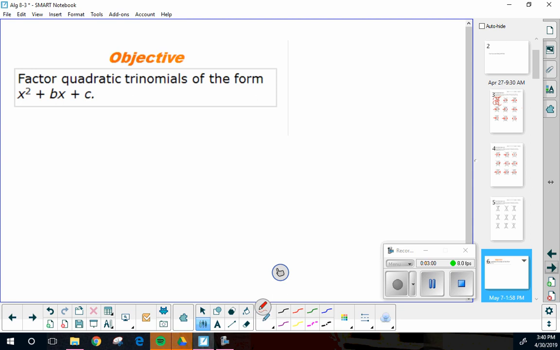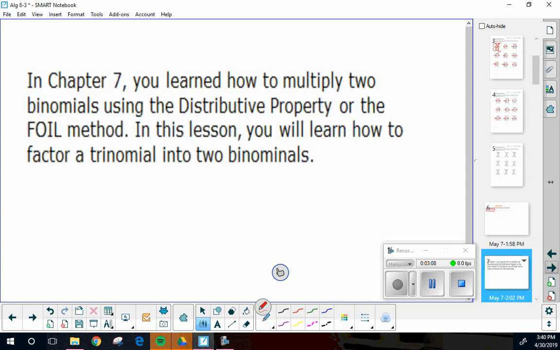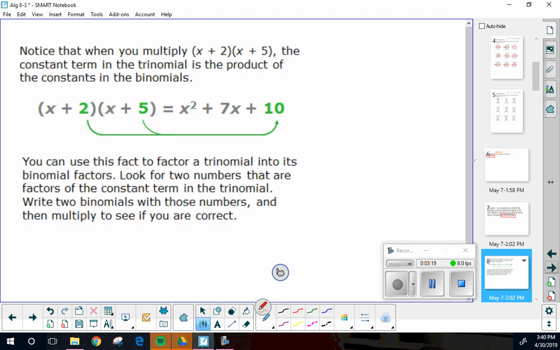Okay, so we're going to use that information to learn how to factor our polynomials that look like this, x squared plus bx plus c. We learned the distributive property and we learned the FOIL method. This time we're going to go backwards from a polynomial into two binomials.